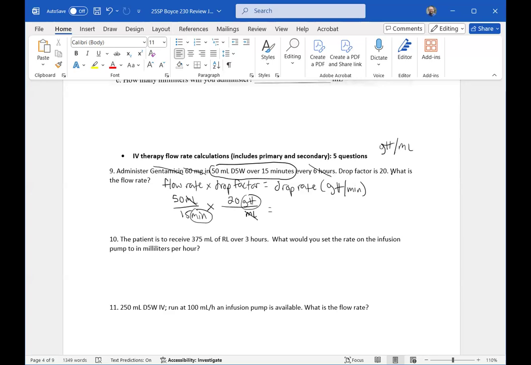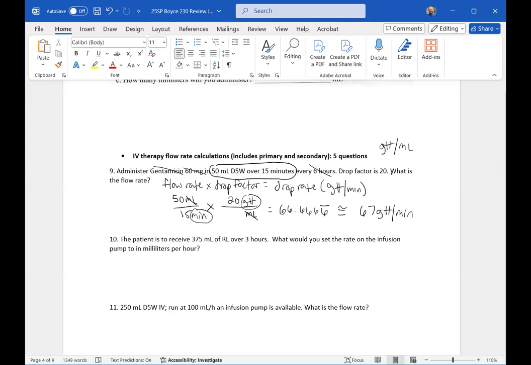Okay. We can't give somebody a partial drop. So when you see something like this that just keeps going on, and you know that you can't give a partial drop, this is going to be 67 drops per minute.